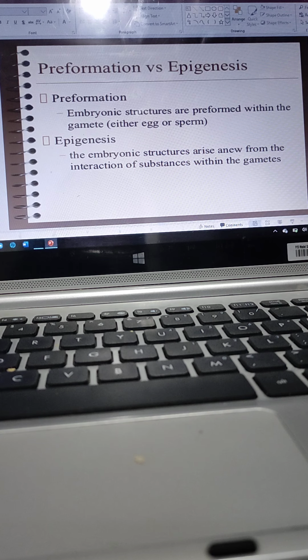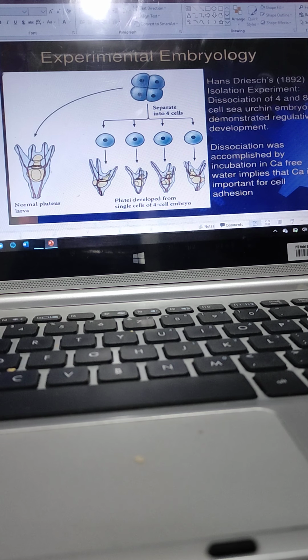If we define both simply, we can say that in preformation, embryonic structures are preformed within the gamete, either egg or sperm. And in epigenesis, the embryonic structures arise anew from the interaction of substances within the gametes. I hope now you are able to differentiate between these two views, preformation and epigenesis.